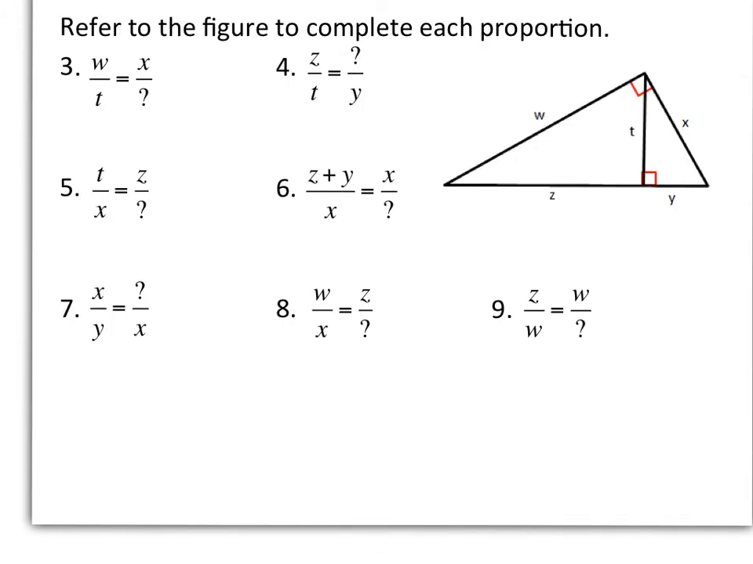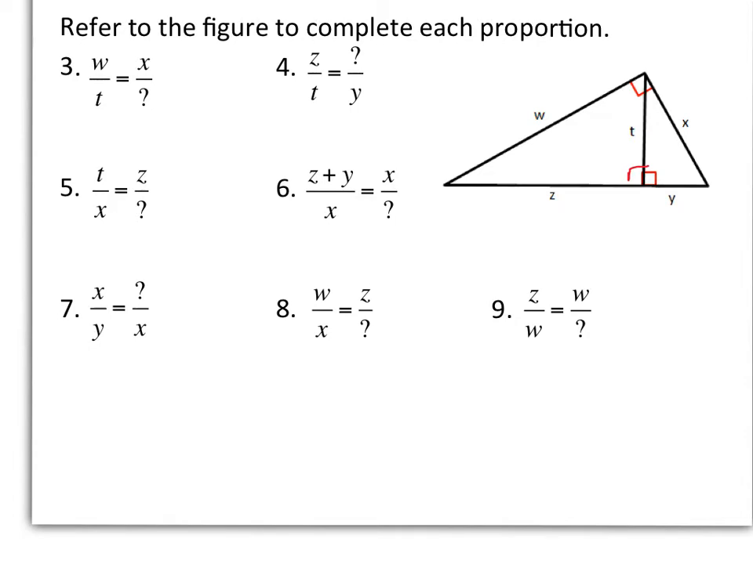Okay, we're going to refer to the figure to complete each proportion. And looking at our figure, notice we have three triangles. We have a small triangle on the right, a medium triangle on the left, and then the whole figure makes up our large triangle. Also note that each triangle has a right angle, and so therefore they each have a hypotenuse, a smaller leg, and a larger leg. So when we write our proportions, it does not matter what order we start in or which triangle we start with, just as long as both ratios go in the same order.